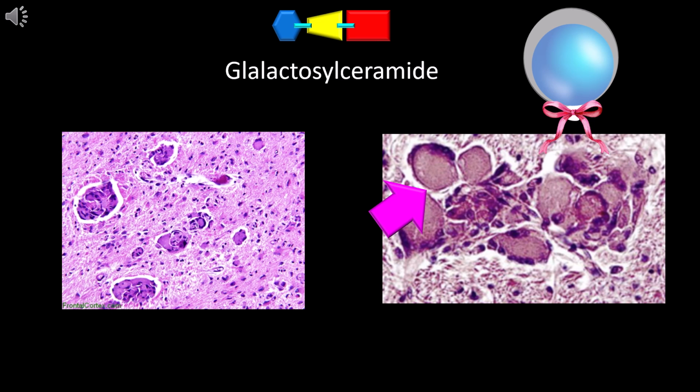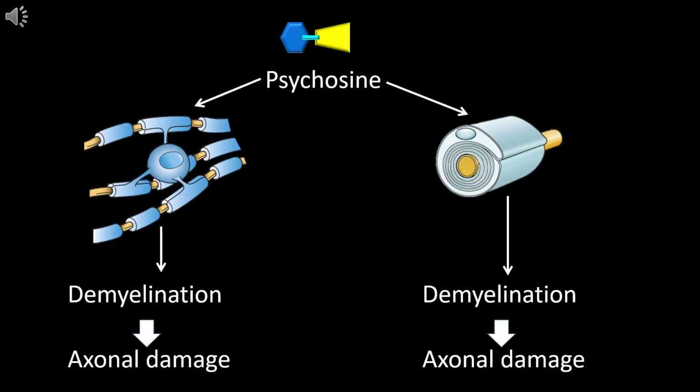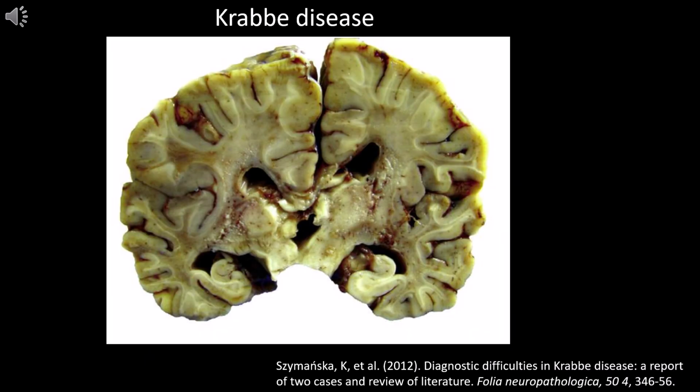It is important to mention that the accumulation of galactocerebroside is minimal because it quickly becomes psychosine. Psychosine, as we previously mentioned, also accumulates in oligodendrocytes and Schwann cells, producing demyelination and secondary axonal damage in the CNS and PNS. This is the brain of a 15-month-old with Krabbe disease. In it, we can see tissue undergoing different degrees of involvement.